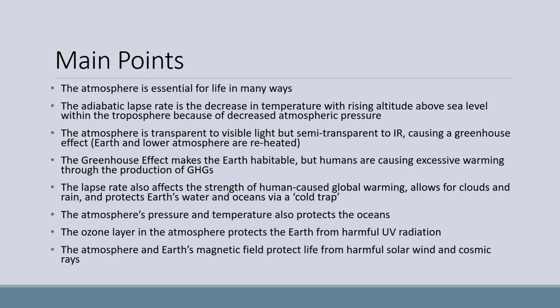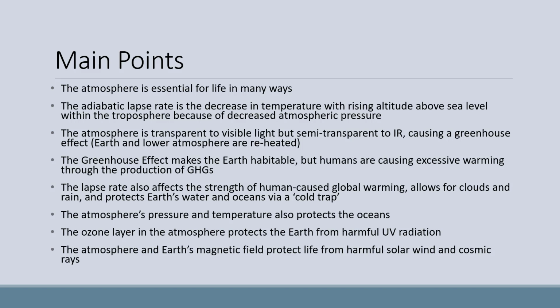Let's go through and review the main points. The atmosphere is essential for life in many ways. The adiabatic lapse rate is the decrease in temperature with rising altitude above sea level within the troposphere because of decreased atmospheric pressure. The atmosphere is transparent to visible light but semi-transparent to infrared radiation, causing a greenhouse effect, which causes the Earth and lower atmosphere to be reheated.